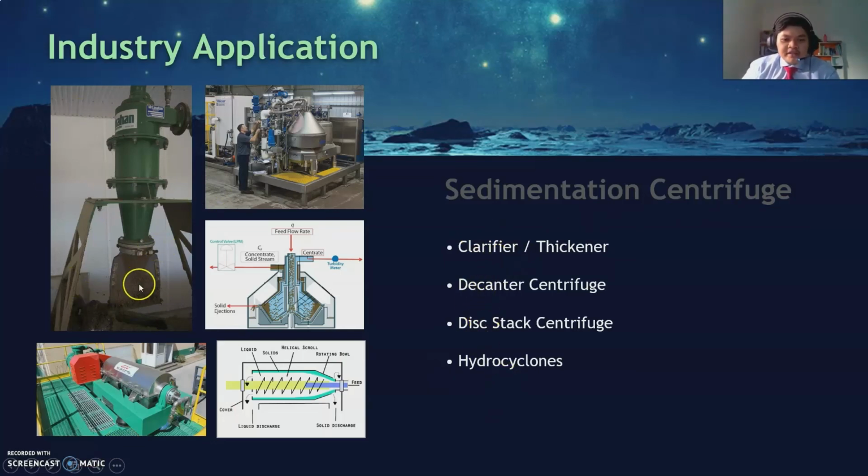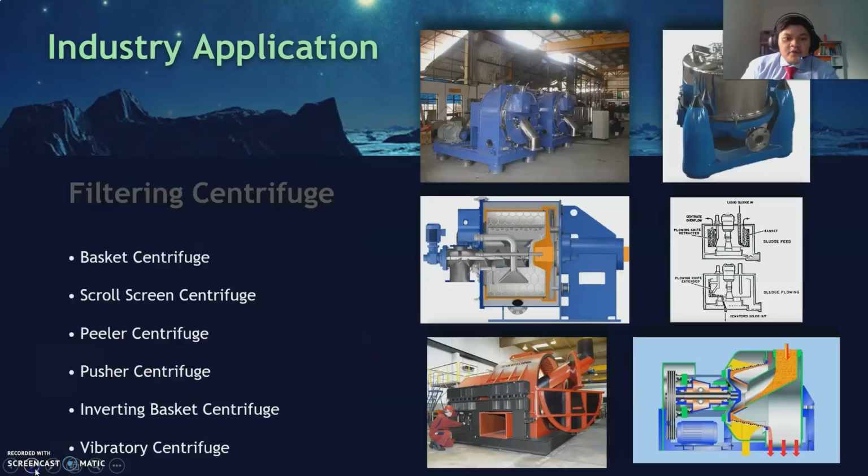The first picture here is the hydrocyclone. This is the clarifier, and at the bottom here is the decanter centrifuge. So next we have the filtering centrifuge. We have baskets, screen, peeler, pusher, inverting basket, and also vibratory centrifuge. This picture is for the peeler, this is for the basket, and these are for the vibratory centrifuge.